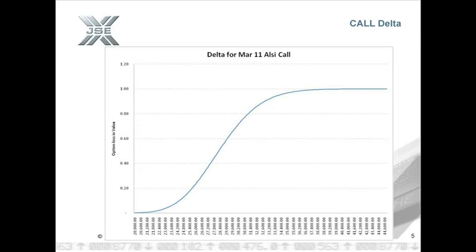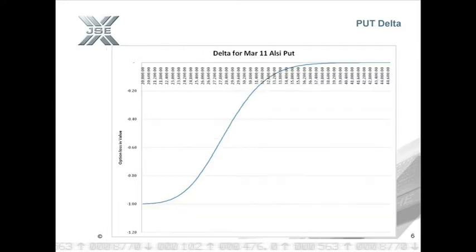Let's look at the graph on the next slide. There I show you the graph for a call option. We see that as the market goes far out the money, the delta goes to 0. And then we have the S shape. As we move further and further in the money, the delta goes further and further to 1. Next slide shows us the put value, which is just a mirror image of that. We're going from 0 to minus 1.